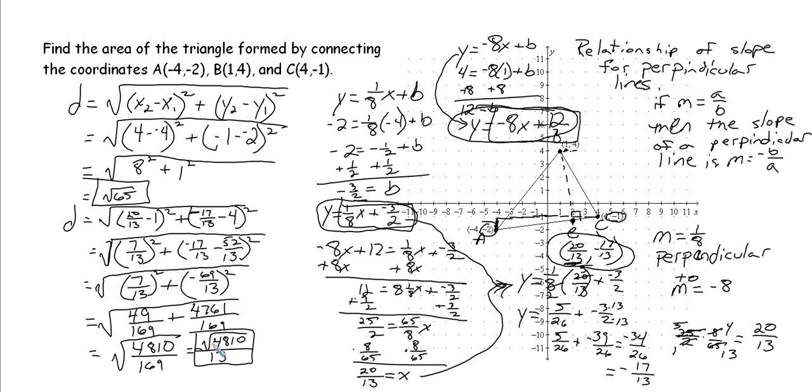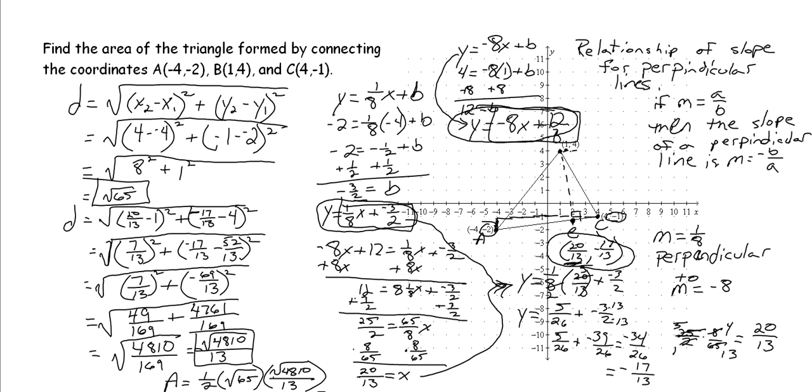So to find the area of a triangle, it's 1/2 times the square root of 65 times the square root of 4,810 all over 13. And here's where you can type it into your calculator and generally we round to the nearest tenth. The directions could sometimes give you more instructions on that, but in this instance I think that'll suffice.